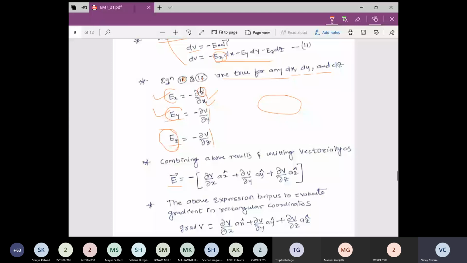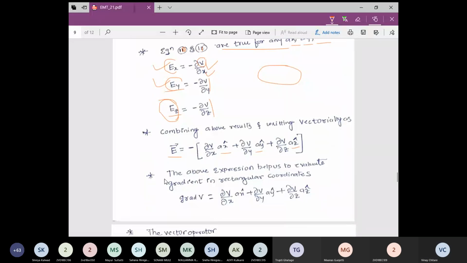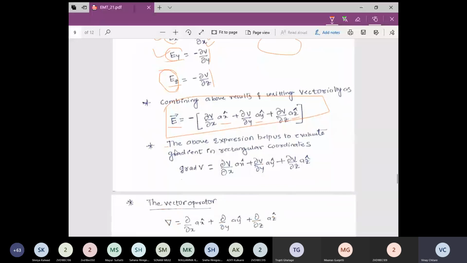It is minus dou V by dou x. Taking this minus sign common, we can write the electric field as minus of dou V by dou x ax hat plus dou V by dou y ay hat plus dou V by dou z az hat. Now this is the expression we got to compute the electric field for a given potential field. The above expression will help us to evaluate the gradient in rectangular coordinates.